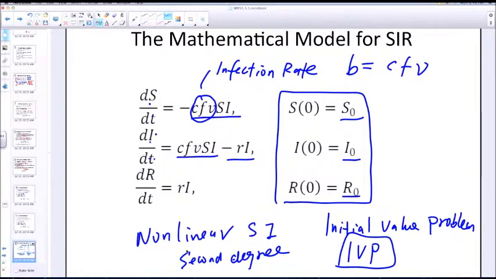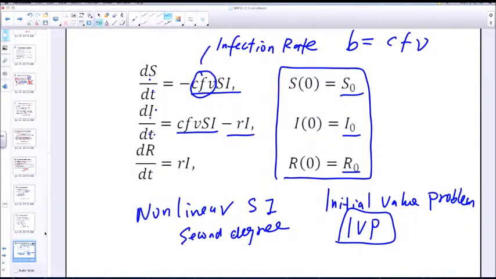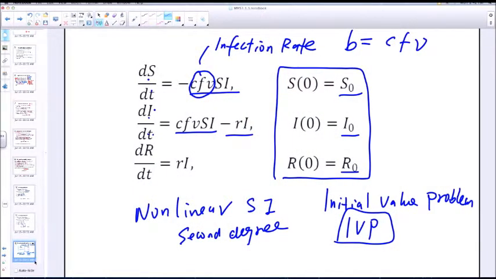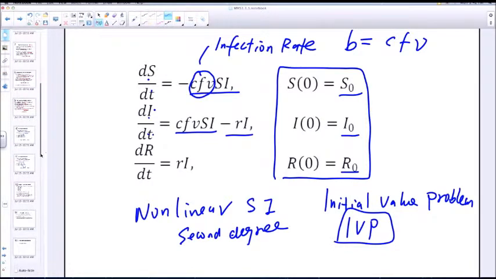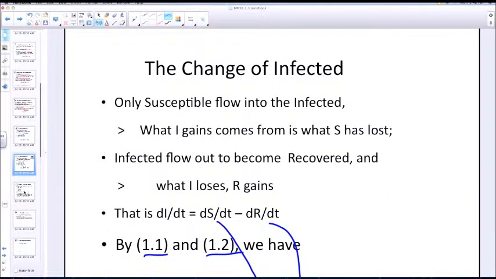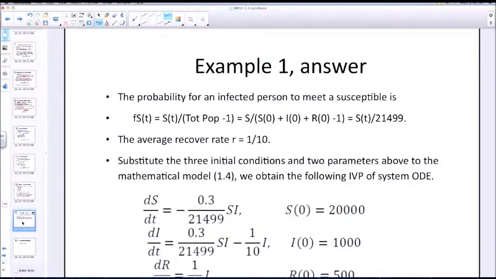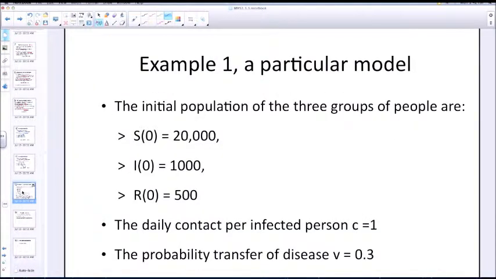Since this is a nonlinear system of equations, we don't teach the undergraduate students to solve it analytically. I doubt even we can solve it analytically. So the best way to solve it is by using numerical solution. So let's look at the numerical solution. When we use numerical solution, we need to give a particular number. That's why it's called numerical.